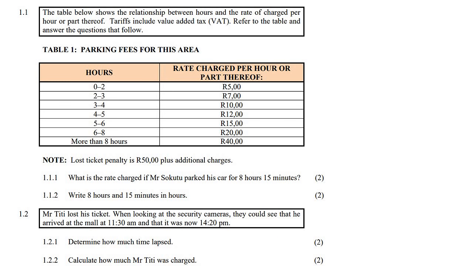The table below shows the relationship between hours and the rate charged per hour or part thereof. Okay, wait, what? It's a parking. So if you park for 0 to 2 hours, then you will pay 5 Rand per hour. If you park for between 5 and 6 hours, you will pay 15 Rand per hour. So that's a per hour, okay? That's not the total price, that's the per hour.